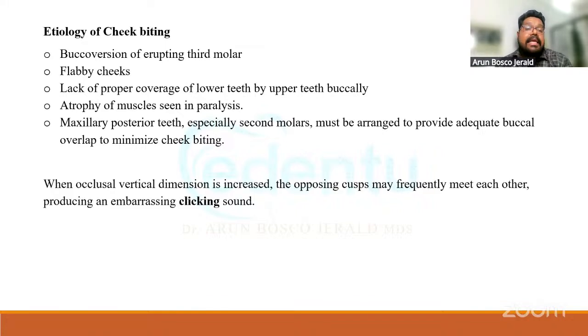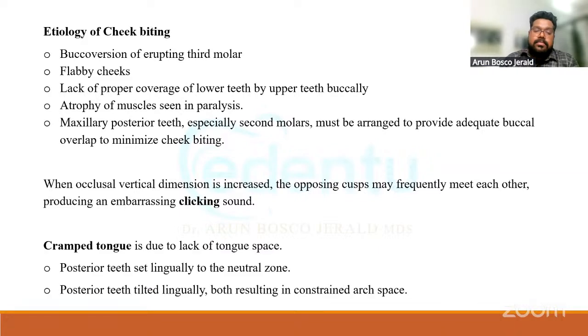Now about the clicking sound. When the vertical dimension is more, there will be increased vertical growth of the mandible. Along with that, there will be over eruption of the upper posteriors too. This can create a clicking because of the contact between the upper and lower posteriors. That is what is mentioned as clicking here. So the embarrassing clicking sound may be heard from vertical growers. So in vertical growing individuals, the clicking of the teeth can be heard.